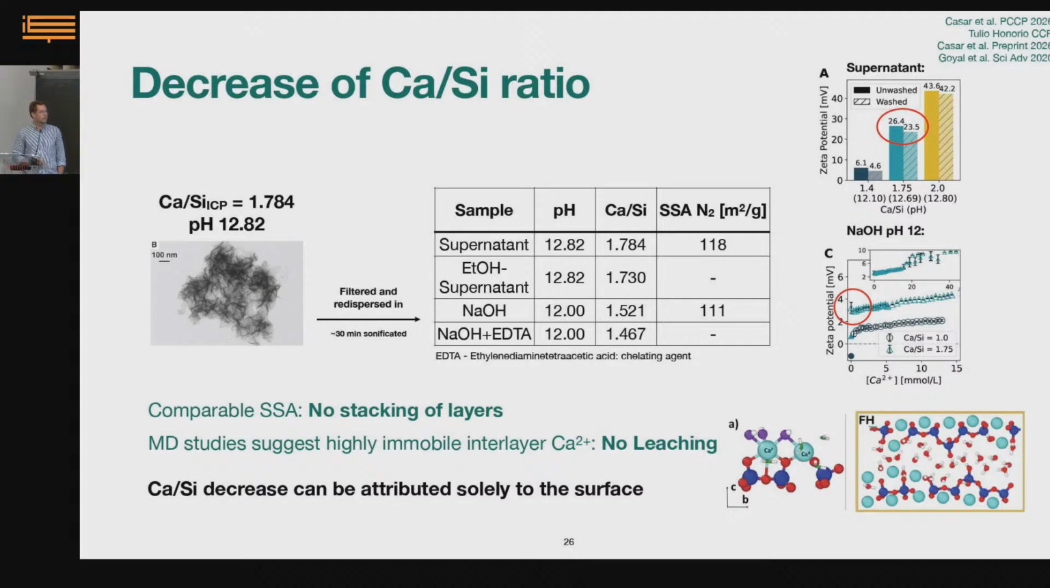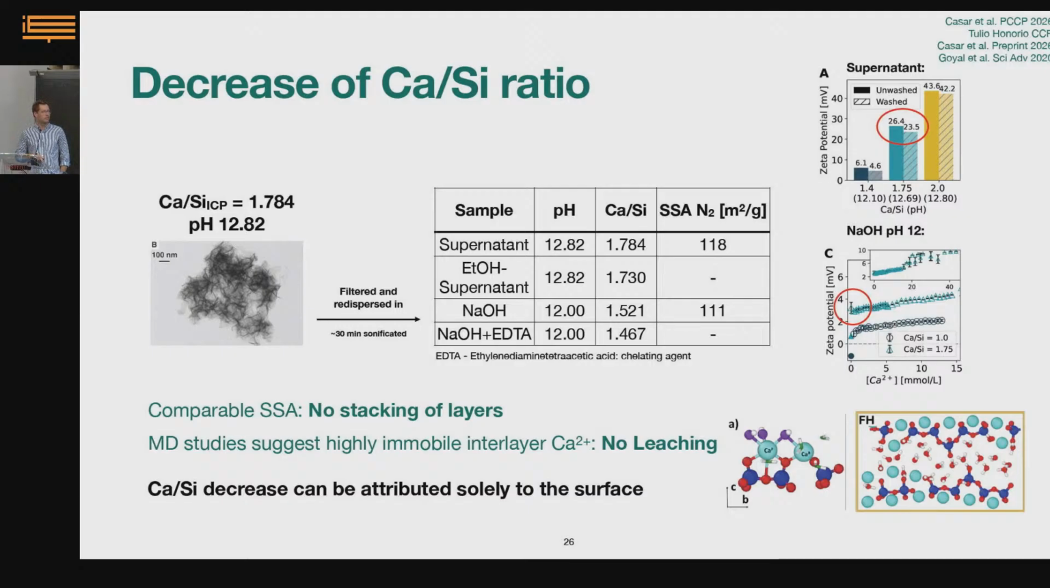I did remeasure the specific surface area just to make sure that no stacking or anything else occurred. And I will say that it's within the experimental error, so not much changed. The CSH still had the same number of layers, probably around 5, so no stacking. And that to me suggests there was also no calcium leaching, because if the specific surface area had increased, I would assume that the calcium from the interlayers got out, but it didn't, so I assume all the calcium is inside.